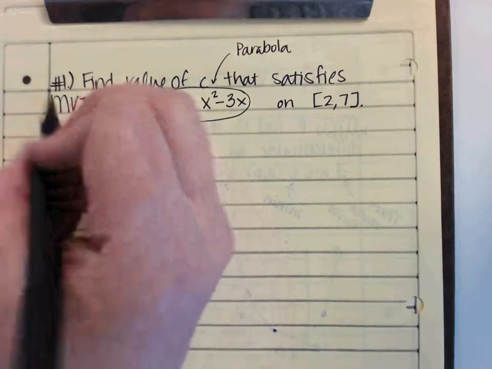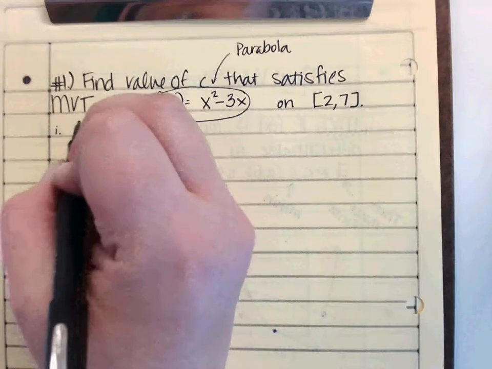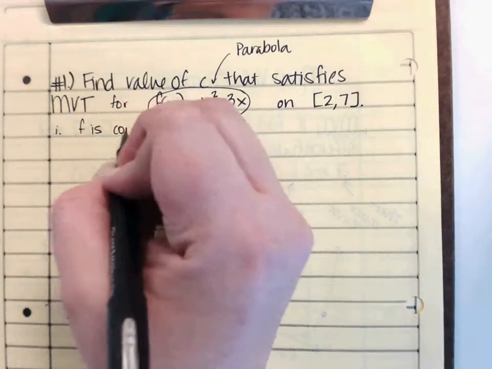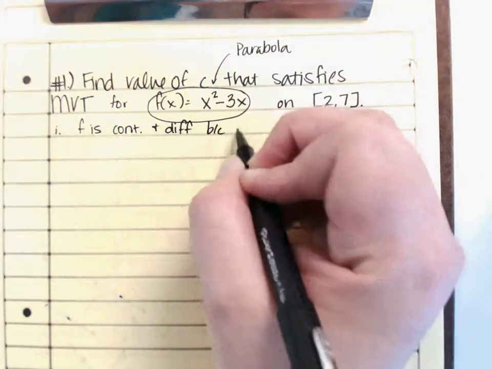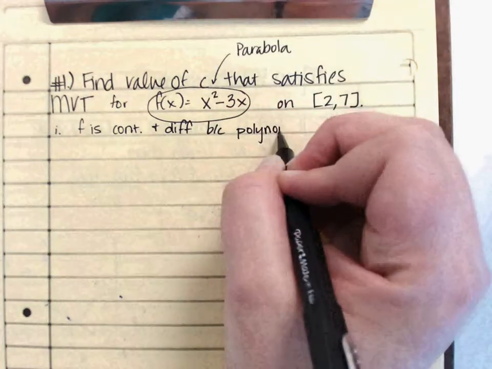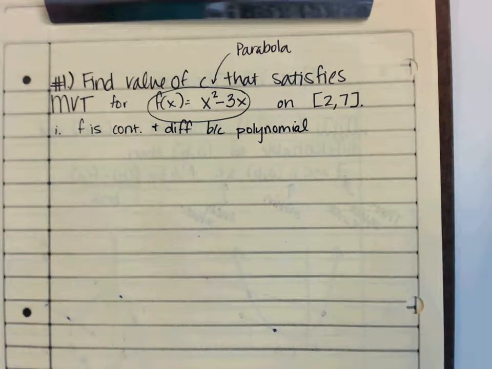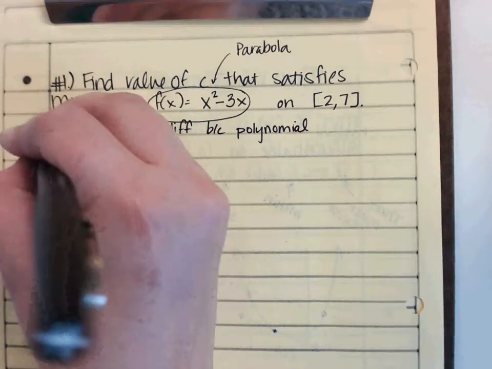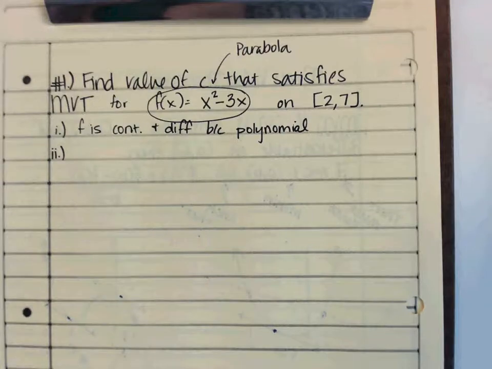No. So for step number 1, I call that I, Roman numeral. I'm going to put f is continuous and differentiable because polynomial. Okay, not a real sentence, but you get the idea. All of your polynomials are safe. They're going to have curves, but they're all going to be smooth curves. No cusps, no corners. Step number 2, you're going to have to find what the average rate of change is so that you can promise me that it's going to happen.